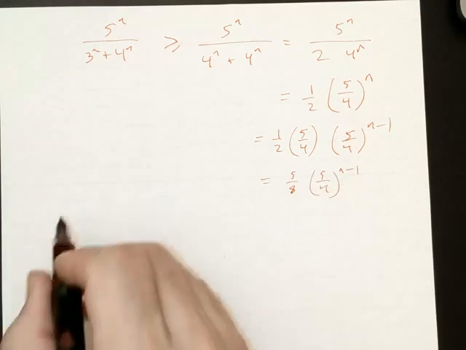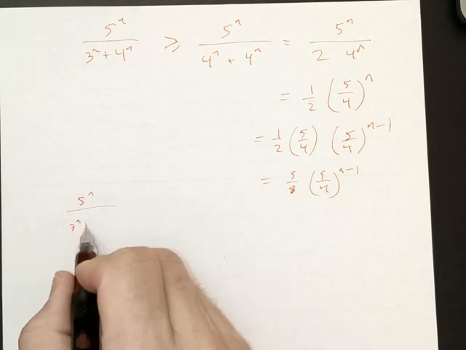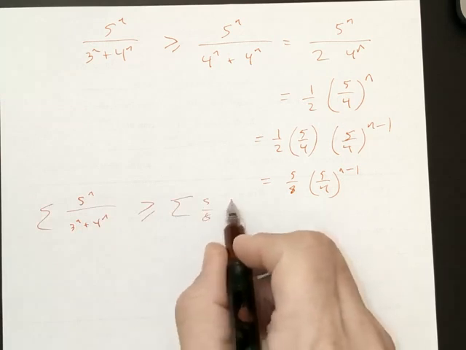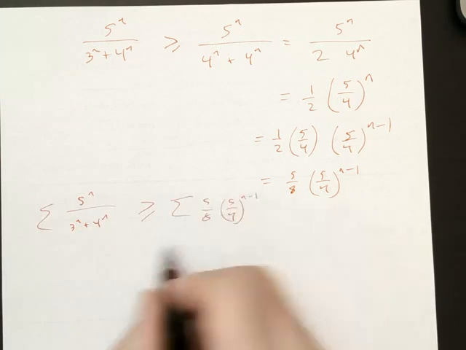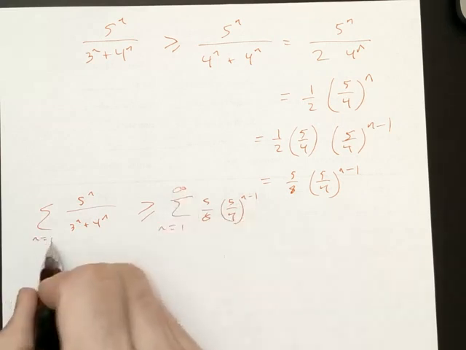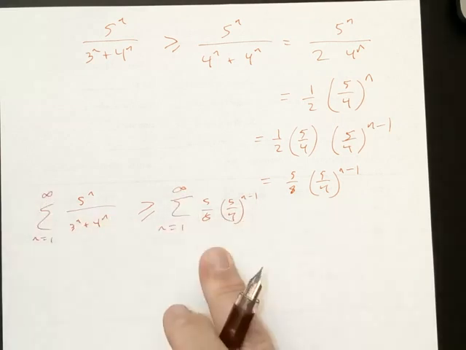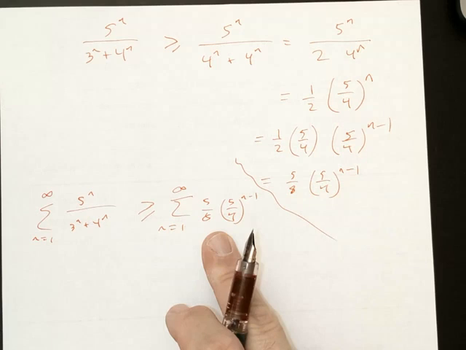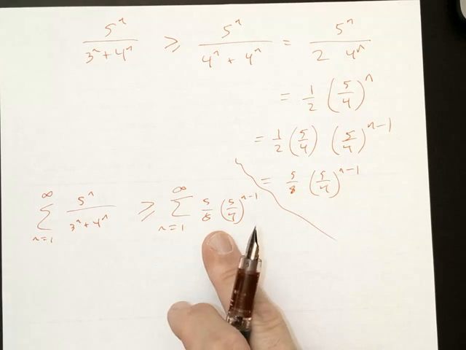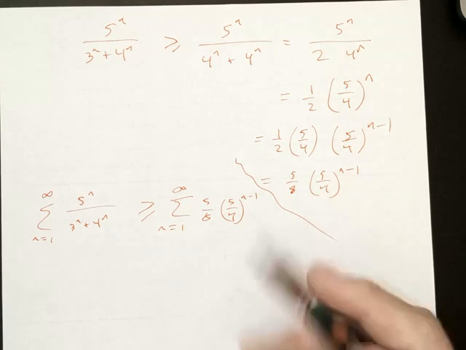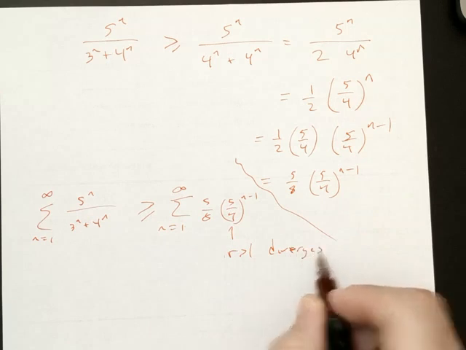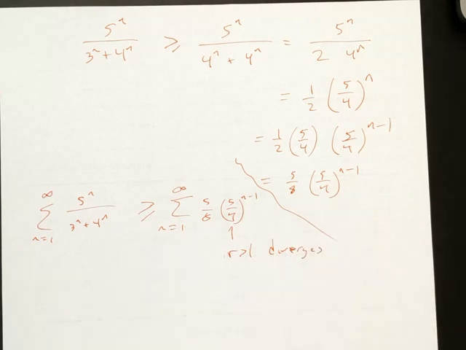But now I have a comparison. I know that this series is bigger than this series. And this one's geometric. What do I know about this geometric series? Because? Exactly. And if that one diverges, if the smaller one diverges, so does the bigger one.